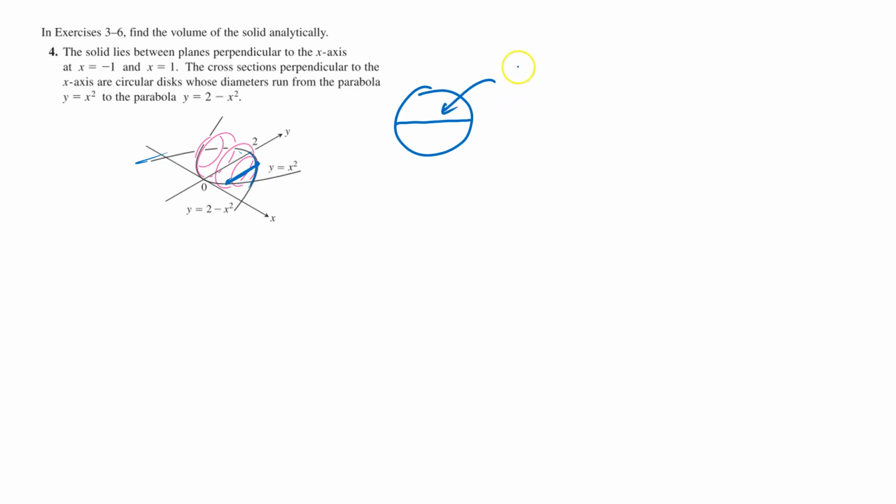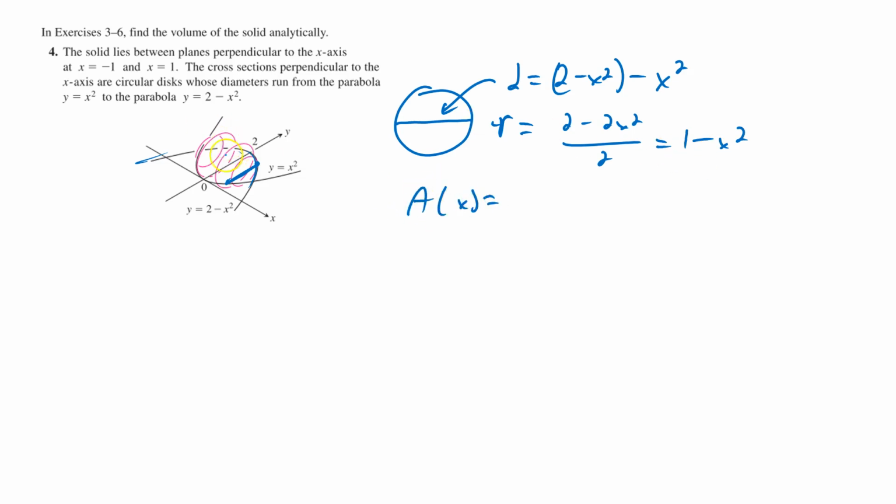So the diameter of the circle is going to be equal to the top function, which is 2 minus x squared, minus the bottom function, which is x squared. Right. So that's the length of our diameter. So then the radius is going to be that divided by 2. So let's see, this is 2 minus 2x squared over 2, which is just 1 minus x squared, right? Because we can break this apart, right? It's a heart or butterfly, as some of you call it. So 2 over 2 is 1, 2x squared over 2 is x squared. So that's our radius.